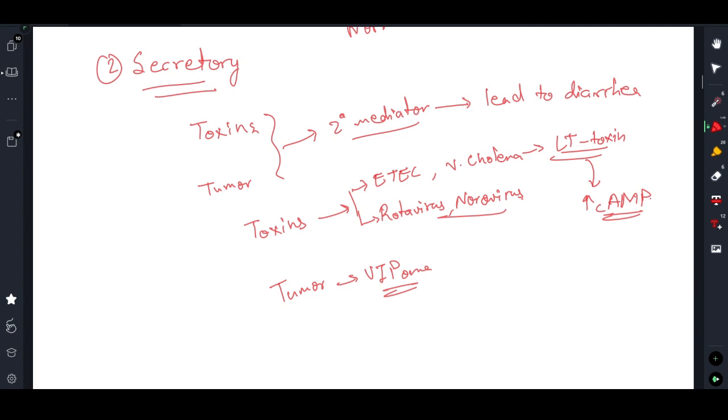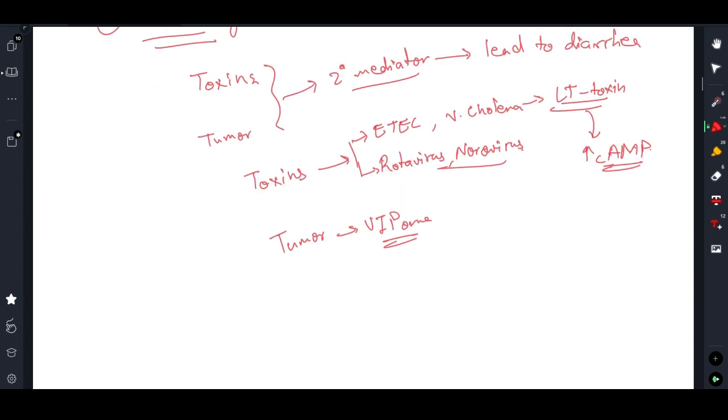Now, one thing to be seen here is that the toxins or tumor induce the action of the secondary mediator, and that will lead to diarrhea. But it should not be confused with some structural damage going on. So here in secretory diarrhea, we have no structural damage. This is one important point.